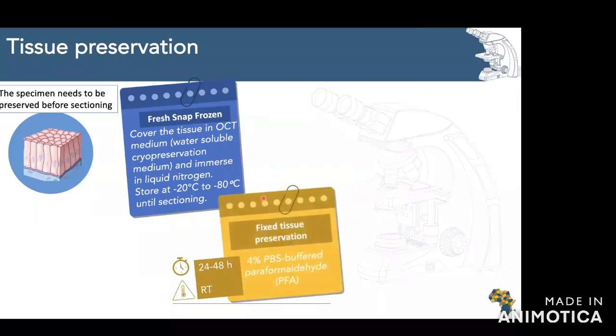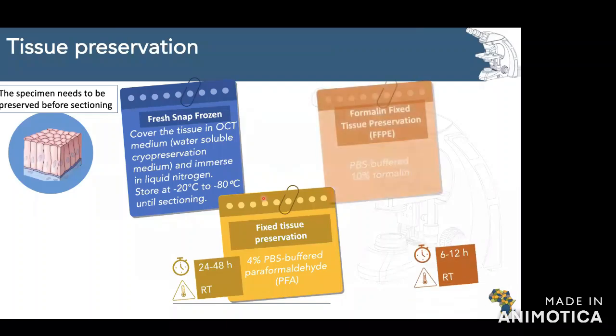The other option is to just do a fixed tissue preservation. So as we've mentioned, 4% PBS buffered PFA works very nicely, about 24 to 48 hours at room temperature. You can just pop it in your cupboard. And there are various reasons why you would choose either 24 or 48. So for example, when I have M. tuberculosis infected samples, we do them for 48 hours just to ensure that there's good permeation of the fixative and we've killed any infecting bacteria.